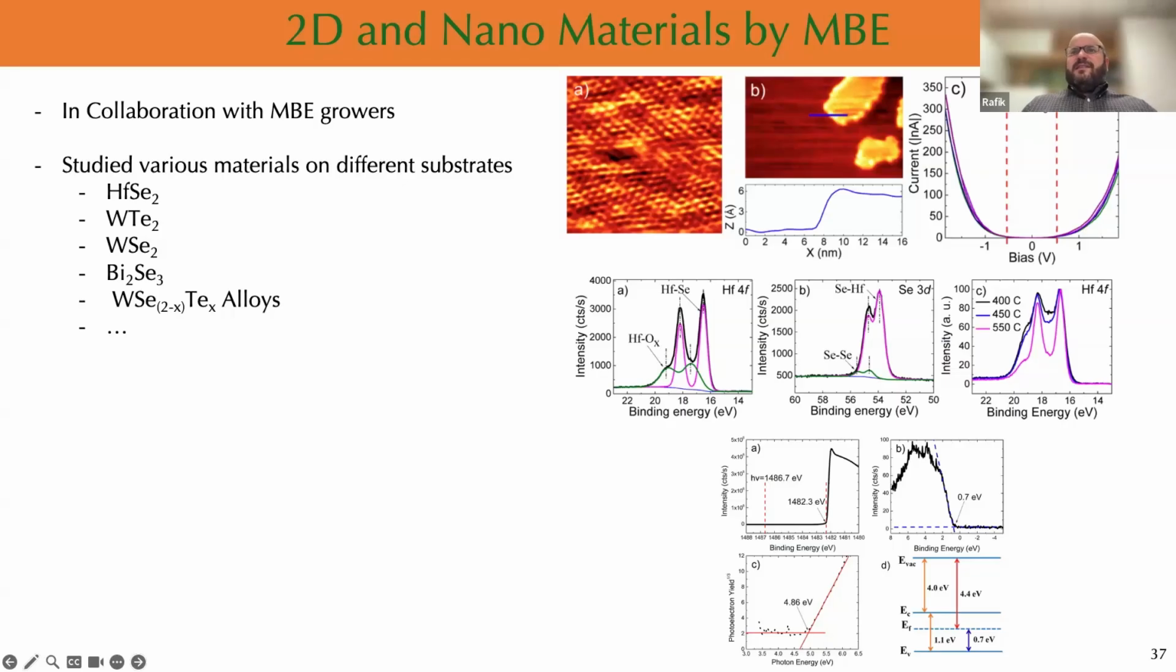And we need another characterization technique to get the valence band edge. This will give us the position of the Fermi level and also the work function measurement. Then we can construct a band diagram of this material. I will not go through everything we did, but we also did other materials grown by MBE: tungsten telluride, bismuth selenide, and also alloys.